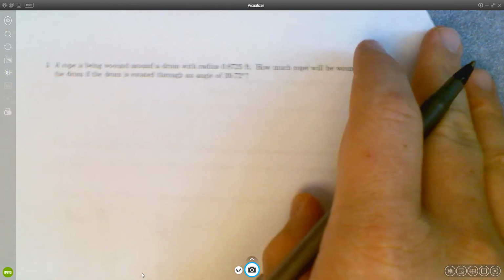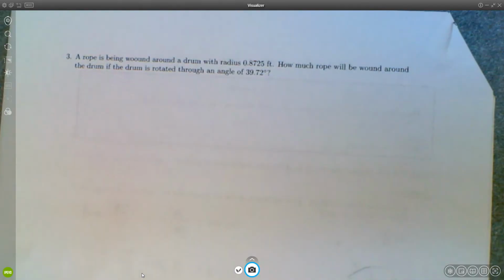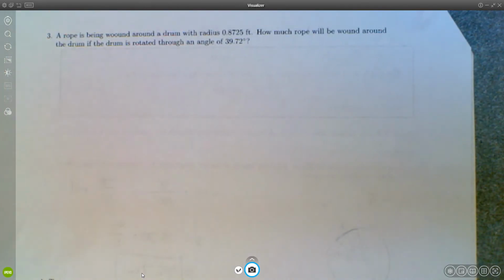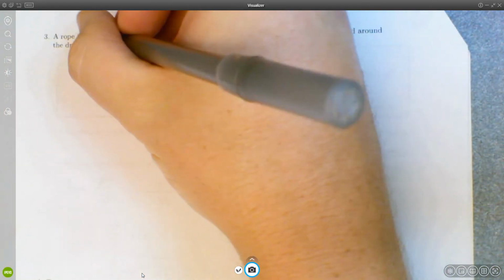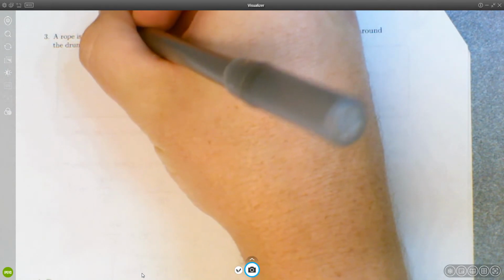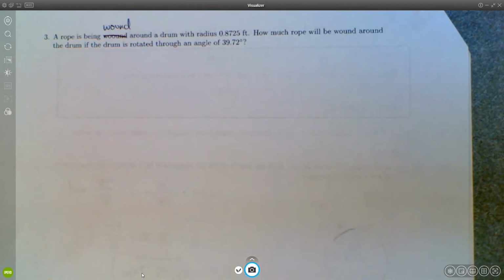What else do we have with arc length? Ooh, okay, so we have some interesting pulley type of things as well. This one says a rope is being wound. That should say wound, too many O's. But a rope is being wound around a drum with radius 0.8725 feet. How much rope would be wound around the drum if the drum is rotated through an angle of 39.72 degrees?